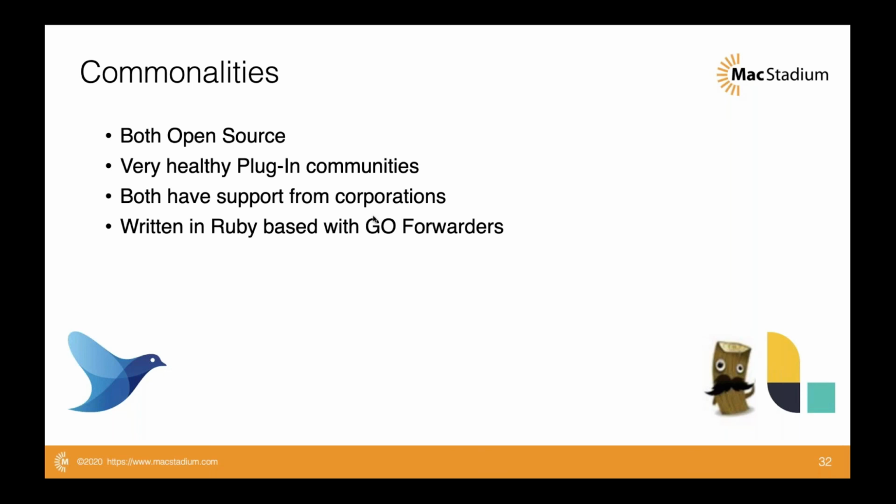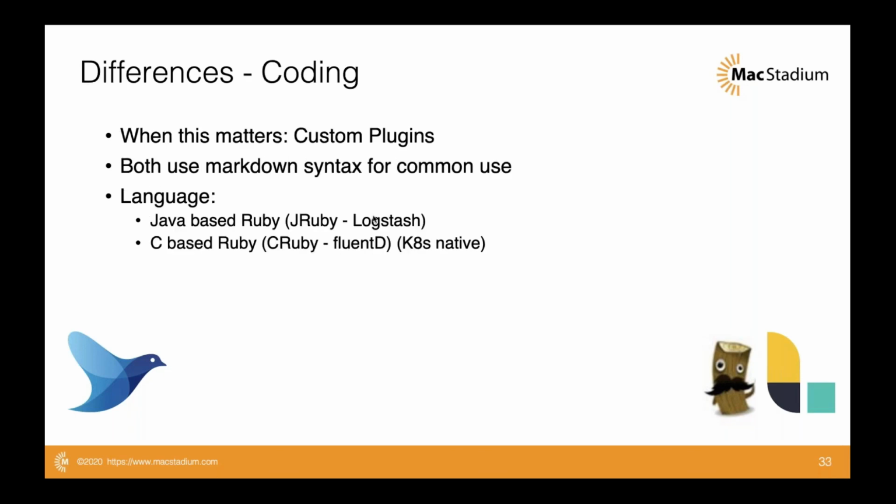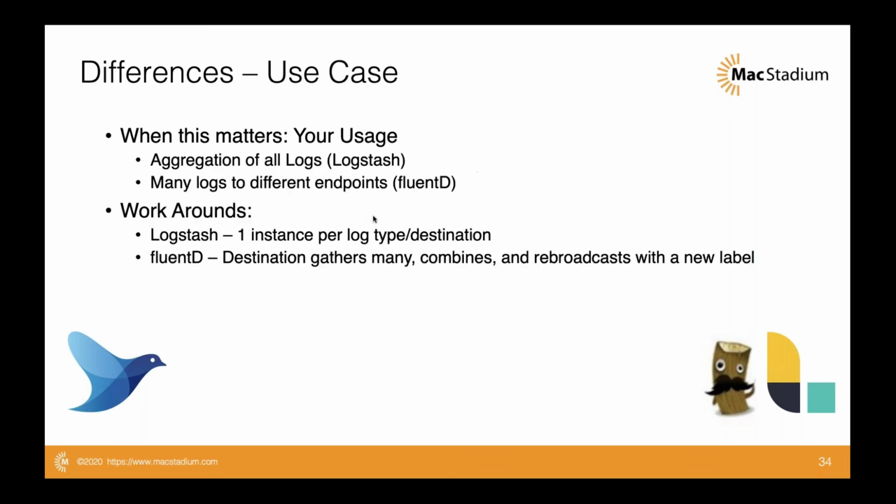They're both written in Ruby with Go forwarders, so really, really similar. If you're going to write your own plugin, you care about one of the two differences, syntax and what they use. You have Logstash with Java-based Ruby, and you have fluentD with C-based Ruby. Most people, if you're going to find a plugin that works for you that someone else maintains and you're happy with it, it's not a big deal. You can use either one. If you really know you're going to have a dev write something for your application, okay, fine. If you really want to do a true plugin, this is the decision point.